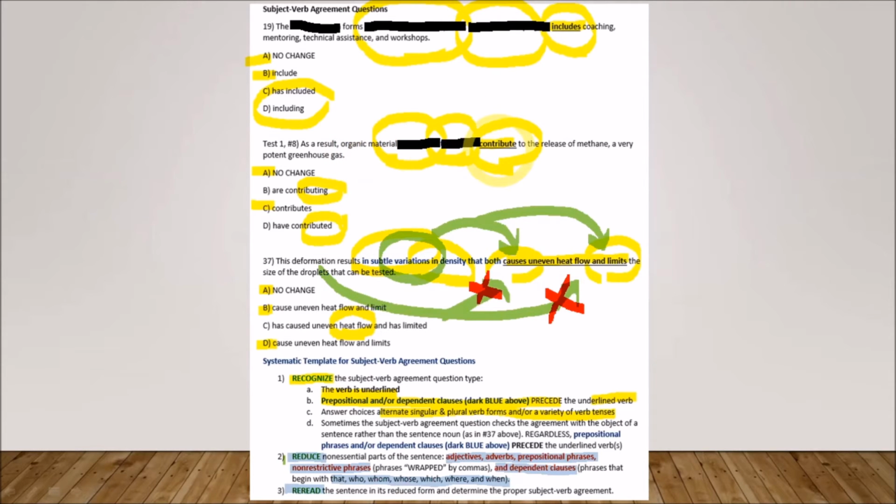For number 37 now, we need to focus on the predicate because the verbs cause and limit refer to the object variations. So we are only interested in eliminating the non-essential components between variations and causes. In density is a prepositional phrase, so we reduce that. That both is a dependent clause, so we reduce that as well. And now we read the reduced form as variations cause and limit.